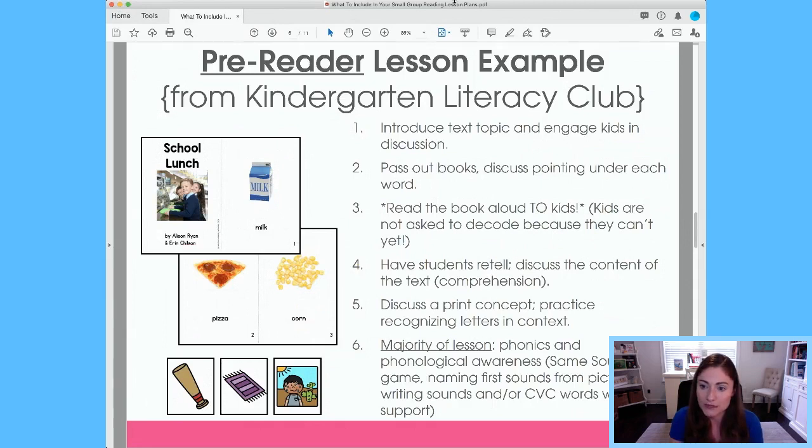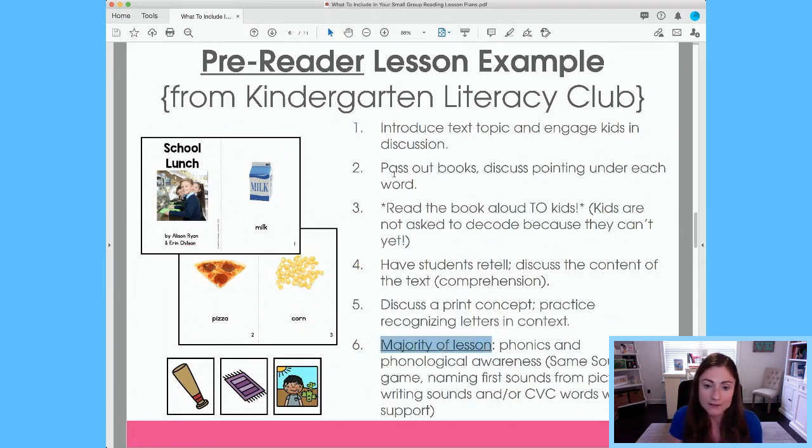Okay, so pre-reader lesson example. Different ways to teach this, right? Here is just one example. And then, of course, not all of your lessons would be exactly like this. All right, so these are for those kiddos that don't know all their letter sounds yet. So I still do like to start with a book. Again, most of the lesson is phonics and phonological awareness, but we'll start with the book.